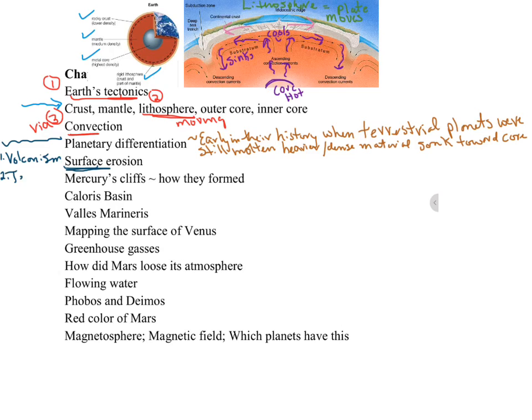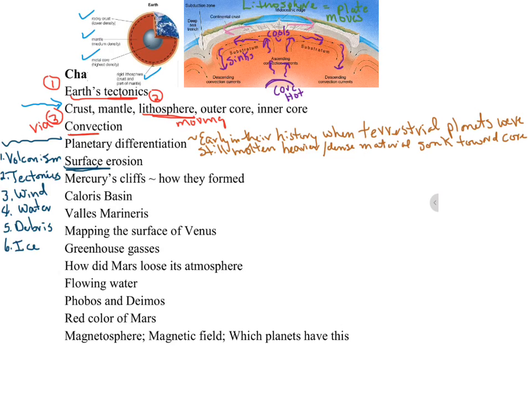Surface erosion. In this chapter, we talked about four, five, six, I don't know, ways that our planet and planets in general, if they have these mechanisms, can resurface themselves. Volcanism, tectonics, wind, water, debris, and ice.